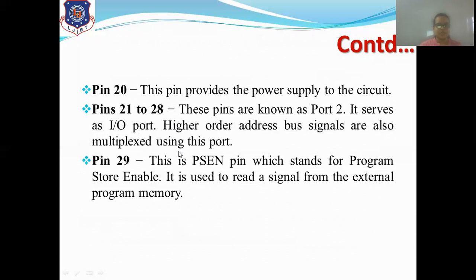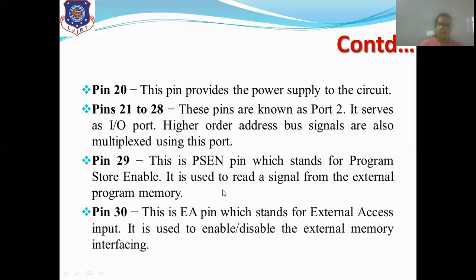Then pin 29. This is the PSEN pin, which stands for program store enable. It is used to read a signal from external program memory. Now this PSEN pin is an active low pin. So whenever this pin is 0, it will activate and read the program from the external program memory which we have connected externally through the controller. Clear? So if any program is stored externally in the memory, we need to connect it with the controller, and enable this PSEN pin to read that particular program.